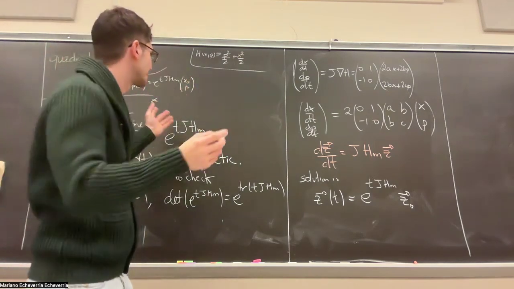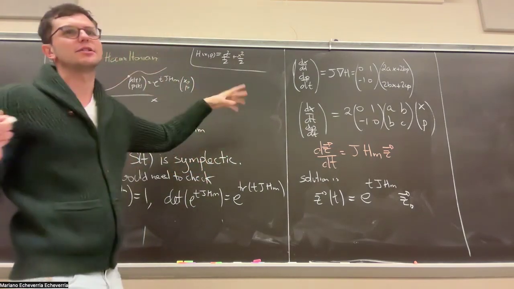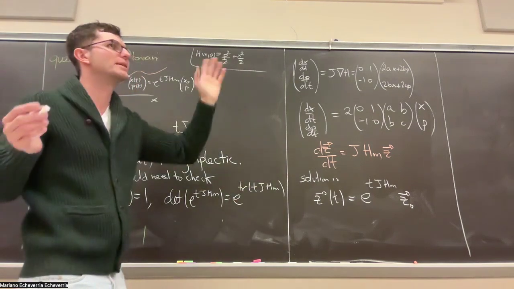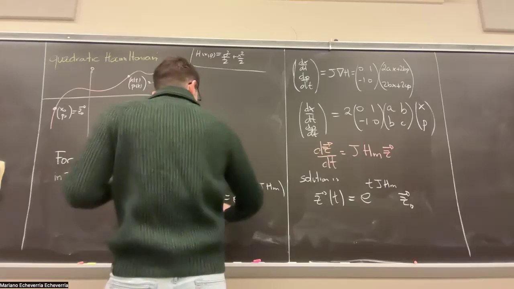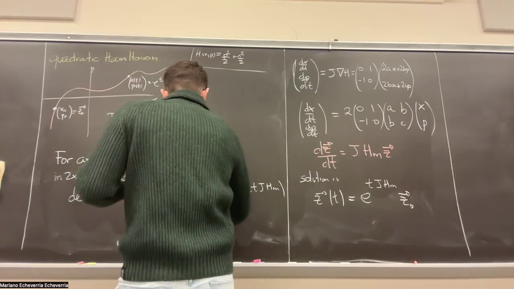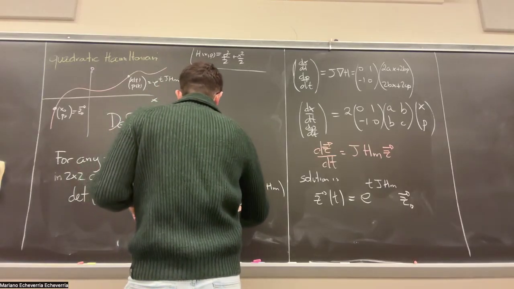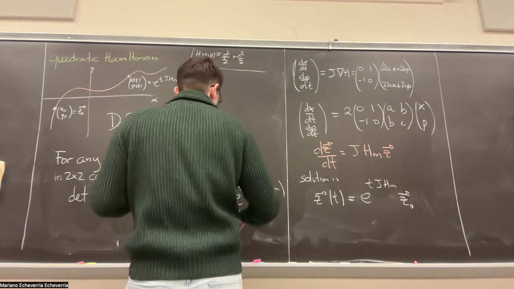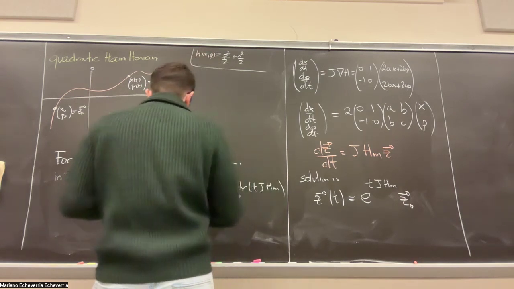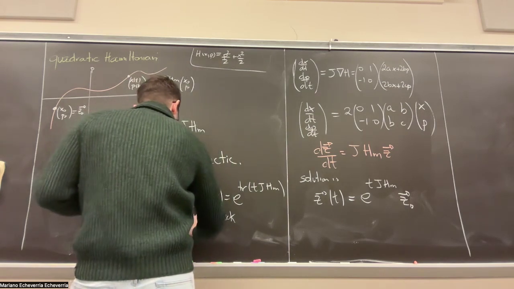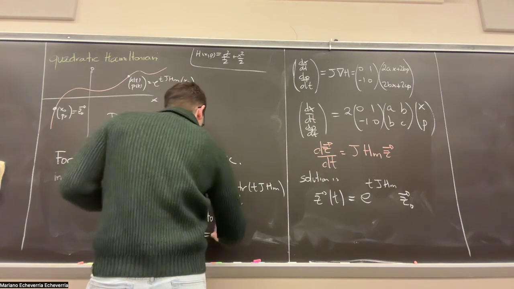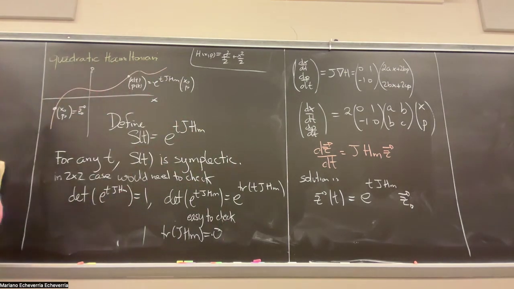Everything's super explicit. J is 0, 1, -1, 0, and HM is A, B, C, D, but with A, B, B, C. So it's easy to check. I do it in the notes. I have to upload the new version of the notes, but it's not a bad calculation. The trace of J HM equals 0. Okay, so that is not too bad. In the 2 by 2 case, that's what tells you that these have determinant 1.